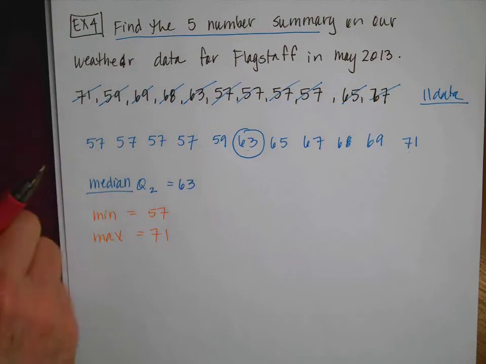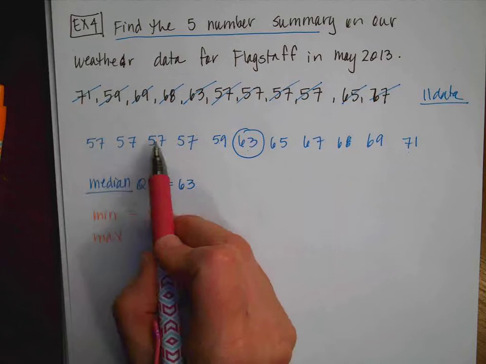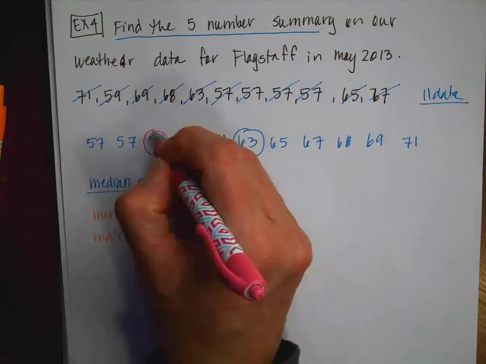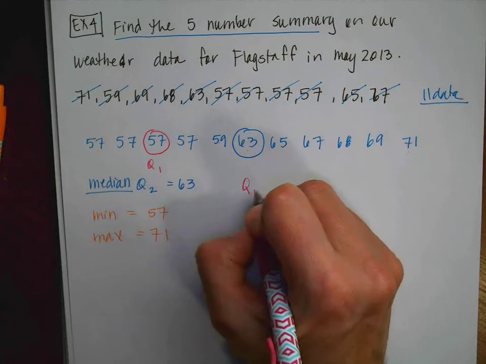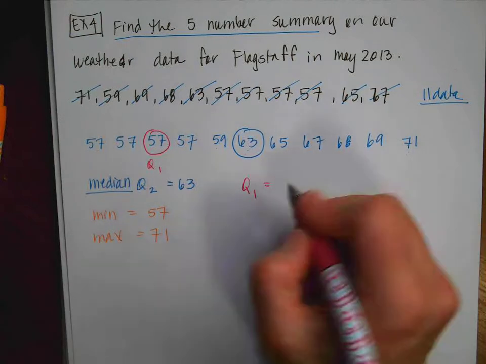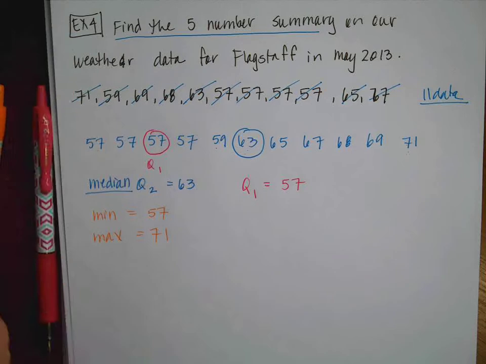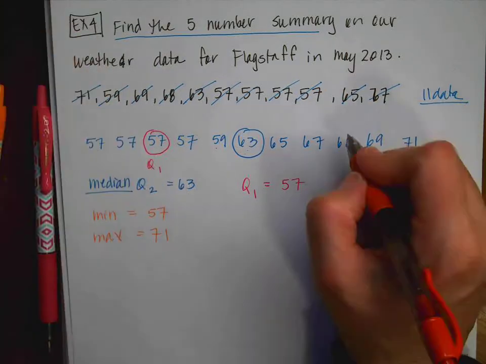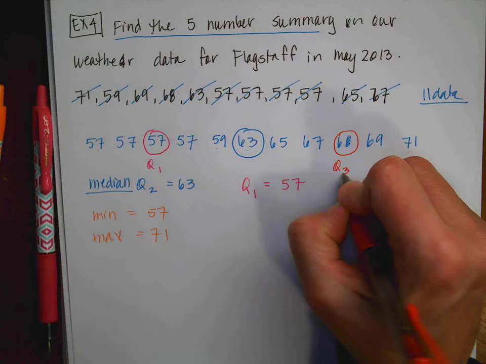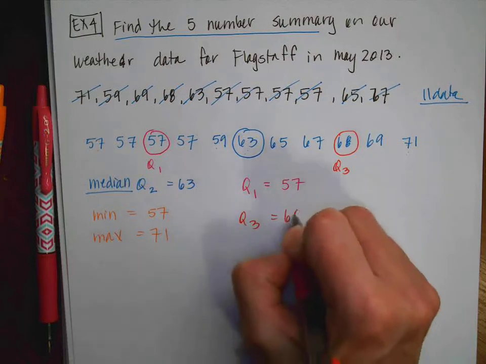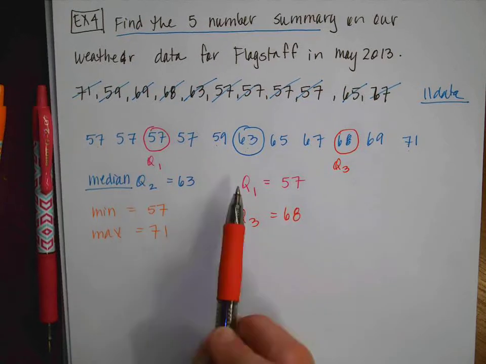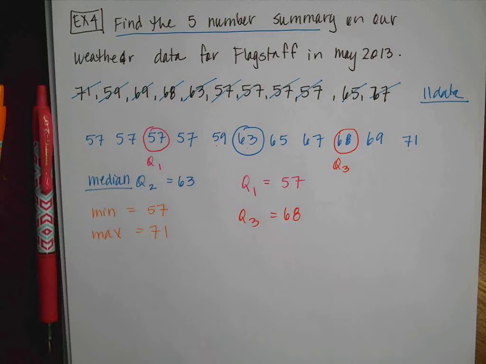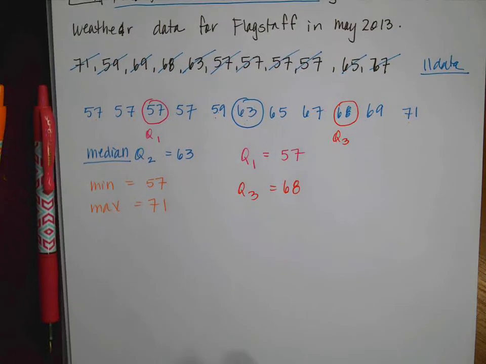Now I need to find Q1. So if I look at my numbers, I have 1, 2, 3, 4, 5. This is going to be my Q1, okay? So Q1 is just the middle number of these numbers, is 57. And then can I bring in another color? My middle number up here, that's going to be Q3. So Q3 is going to be 68. Alrighty. So now I have my 1, 2, 3, 4, 5 numbers, and there is my 5-number summary.